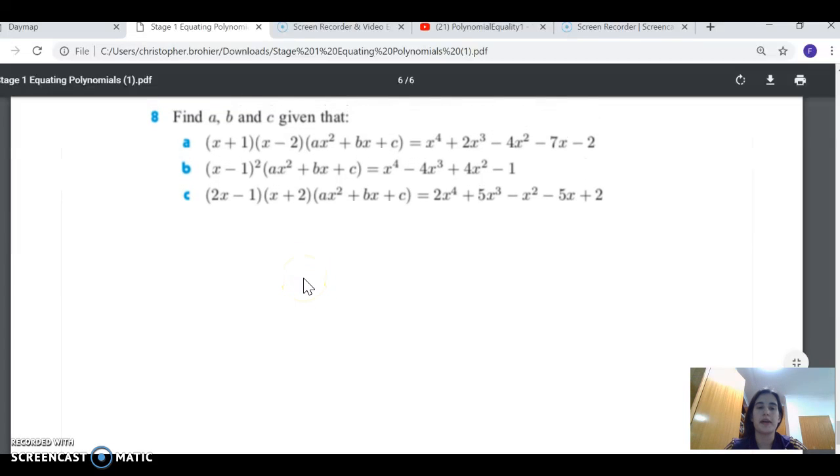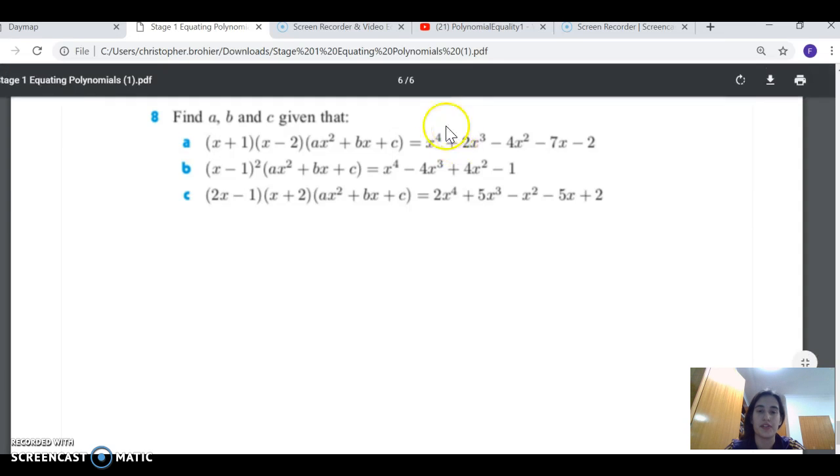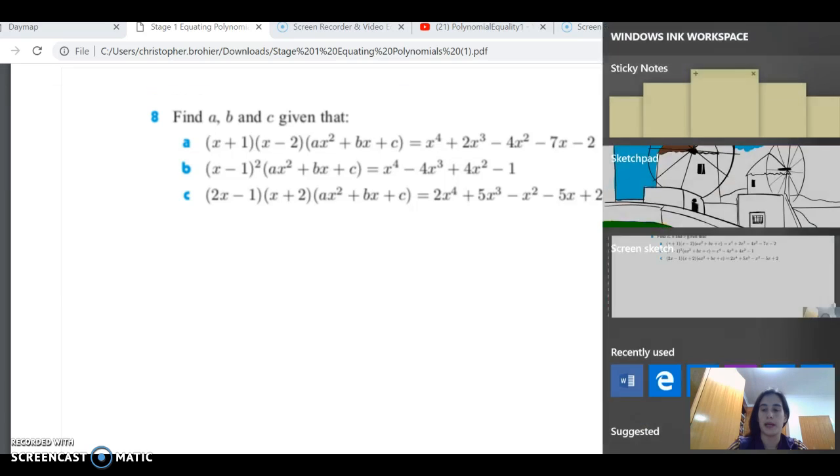What about if we're given something like this? We're still equating polynomials, but look, they're a bit horribler. They're a quartic. They're raised to the power of 4. They're of degree 4. So we could do it the same old way.